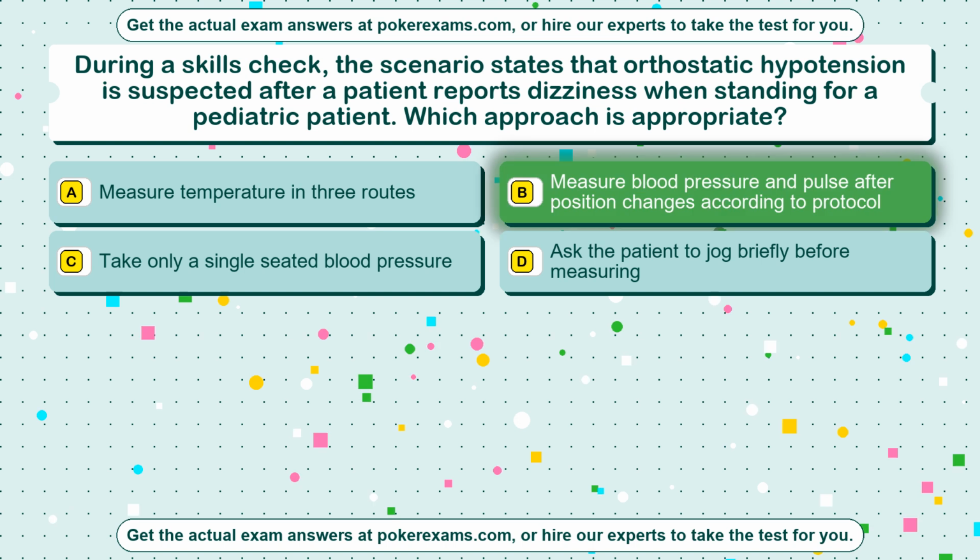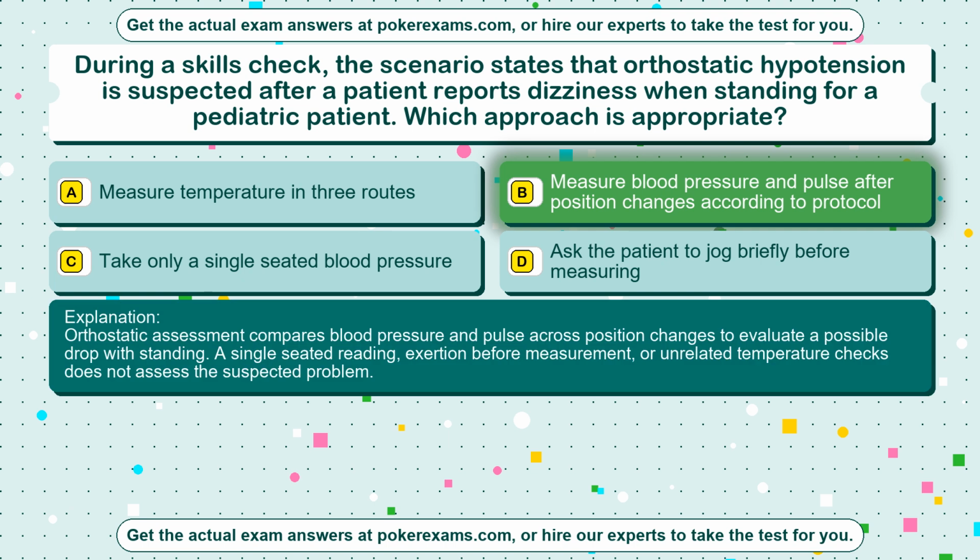The correct answer is option B, measure blood pressure and pulse after position changes according to protocol. Orthostatic assessment compares blood pressure and pulse across position changes to evaluate a possible drop with standing. A single seated reading, exertion before measurement, or unrelated temperature checks does not assess the suspected problem.